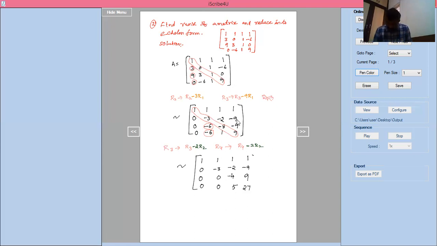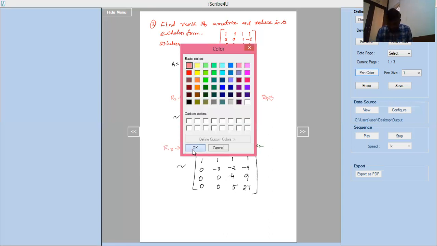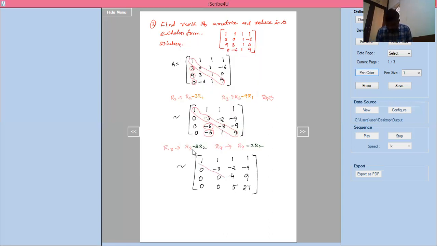Now we have to identify the principal diagonal. The principal diagonal elements should be 1, minus 3, minus 4, 27. Below the principal diagonal I have to make 0, which is already done in the first column, second column, and third column. Below this minus 4, this element I have to make 0. So I have to use minus 4 and make that one 0.